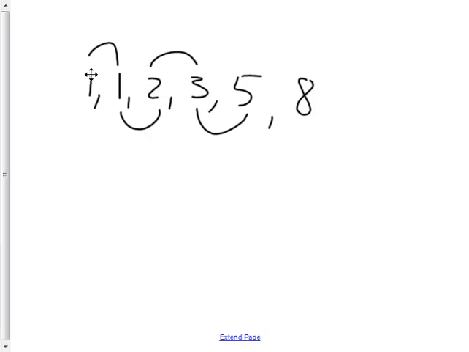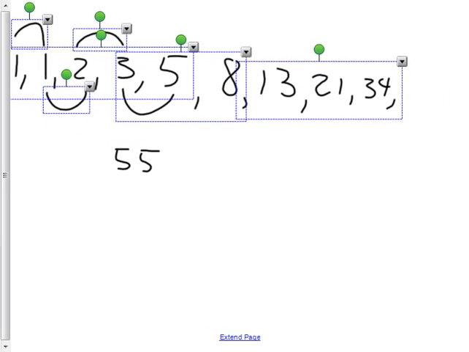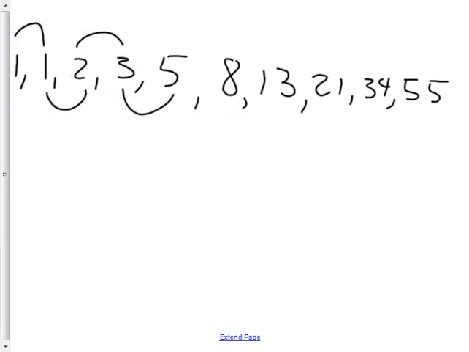All right, so 7th term, 8th term, 9th term, 10th term. Let's see if I can move this whole thing over a little bit so I can make that 10th term stay on the same line. There we go. Good. Okay.